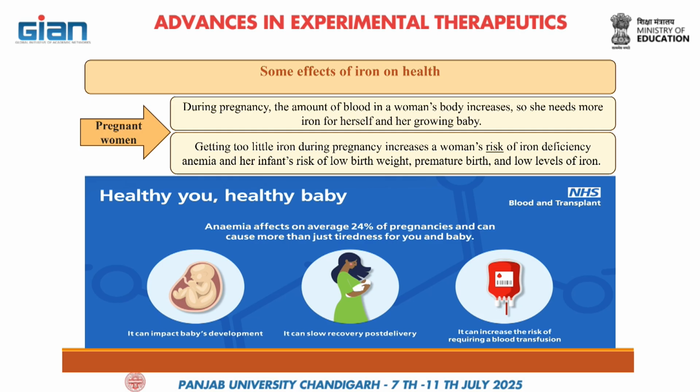Then we will discuss the effect of iron deficiency at different stages of life. So in pregnant women, as the amount of blood in the woman's body increases, she needs more iron for herself as well as her growing baby. Getting too little iron during pregnancy increases the woman's risk of iron deficiency, and her infant's risk of low birth weight, premature birth, and low level of iron.